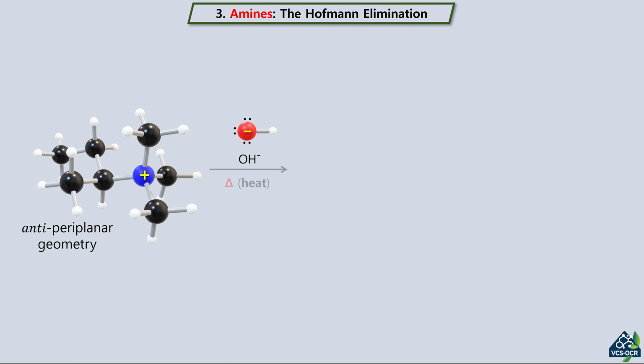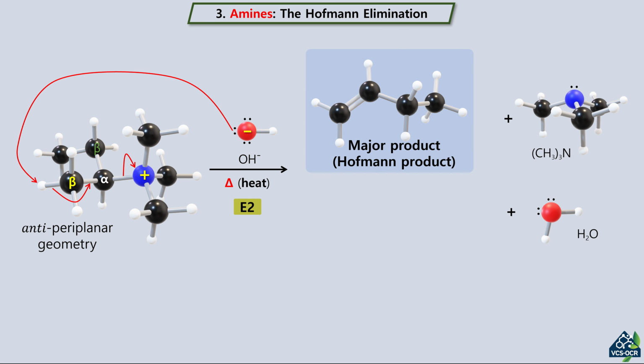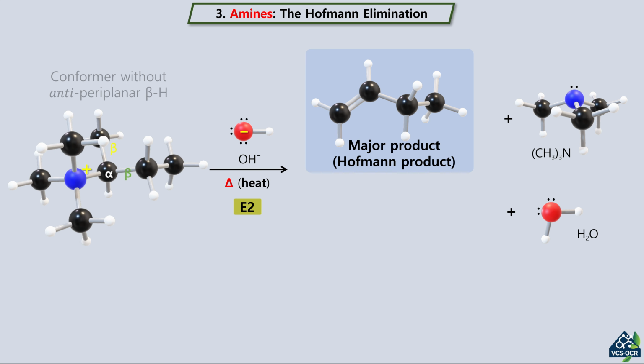Upon heating, this intermediate undergoes an E2 elimination known as the Hofmann elimination. Unlike most E2 reactions, this process yields the less substituted alkene as the major product, which we call the Hofmann product. Just as all E2 reactions require an anti-periplanar geometry, this process is uniquely governed by how easily that conformation can be reached in the face of severe steric strain.